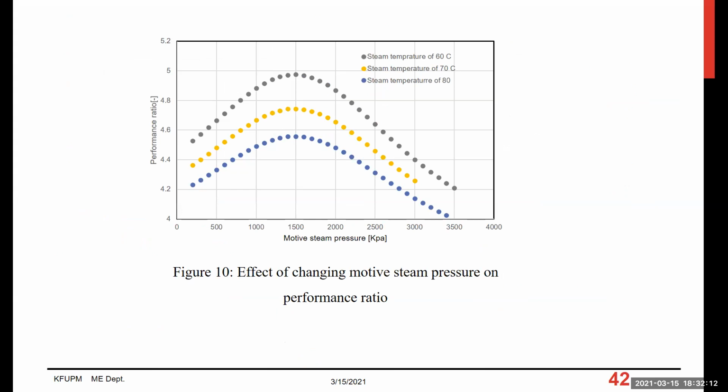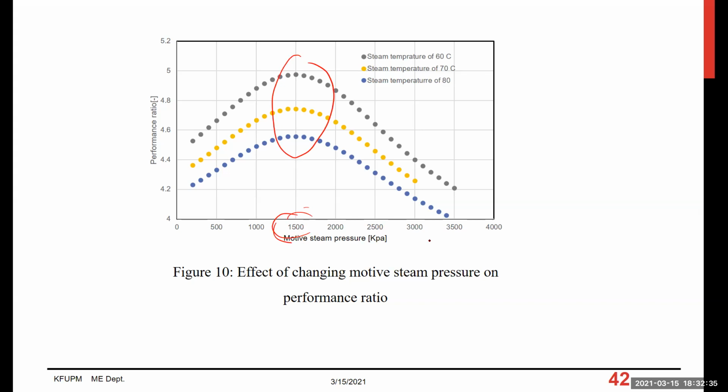This is the effect of steam temperature on the performance ratio, or at more different motive steam conditions. And we could see that there is again an optimum value of the motive steam where the system is better to be operated. And you notice here that the motive steam is not a small value, it's a big value. And there's a benefit from this.